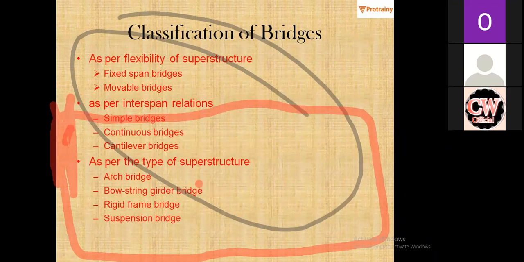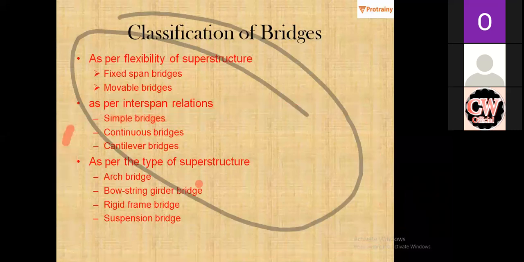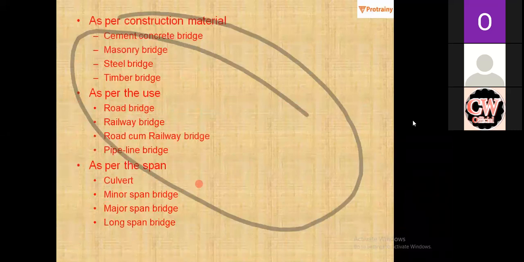Then, as per type of superstructure, arch bridge, bowstring girder bridge, rigid frame bridge, and suspension bridge. As per construction material, cement concrete bridge, masonry bridge, then steel bridge and timber bridge. In our course, we are mainly going to deal with cement concrete bridge.